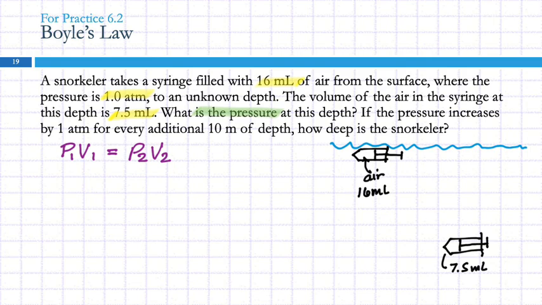So what we need to do is to identify, well, what's 1 and what's 2, and what are the pressures and the volumes? Well, let's call 1 the thing that happened first. So this is when this syringe was at the surface of the water. And so I'm going to say, well, this is volume 1 then. Volume 1 is 16 milliliters. What is pressure 1? It's 1 atmosphere, right? They said that the pressure at the surface is 1 atmosphere.